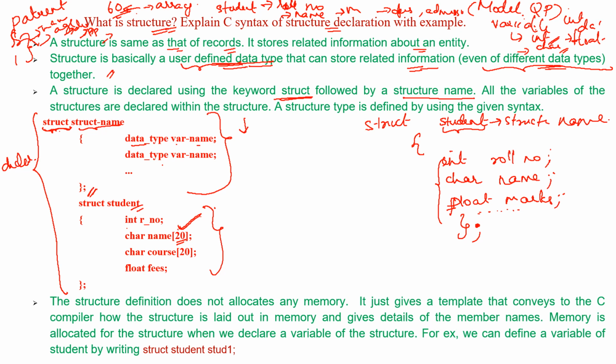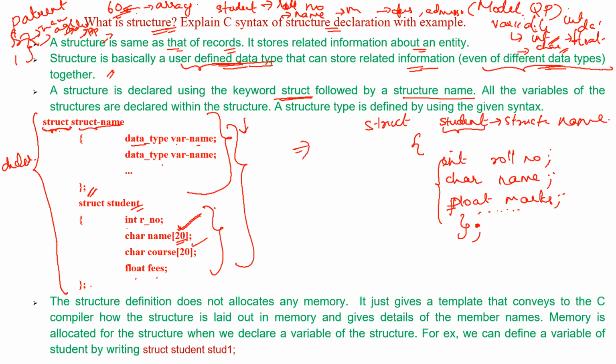Name of size, maximum size is 20, char course, it is taken as array 20, float fees, and close the curly braces, end with a semicolon. So this is your declaration of your structure. Okay, I hope that you would have understood the concept.